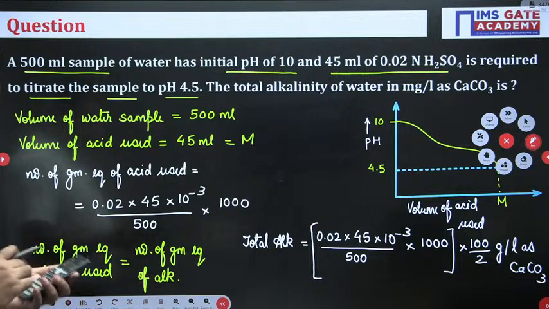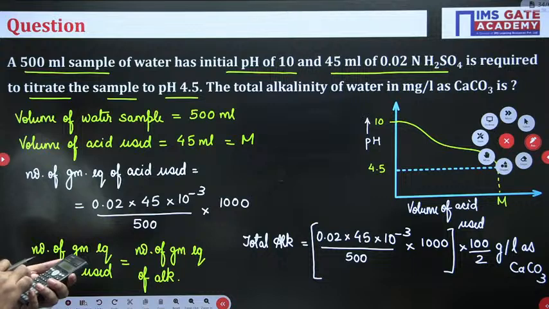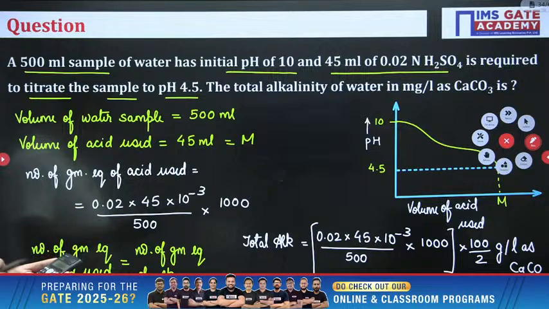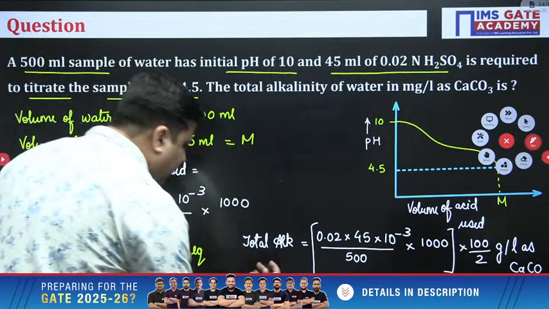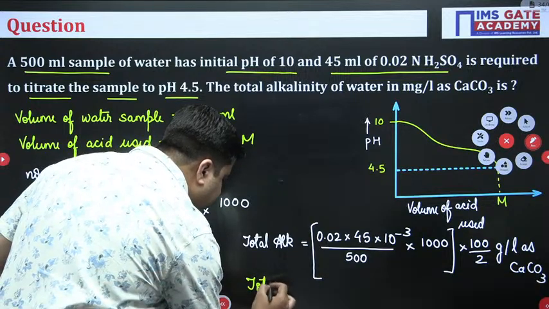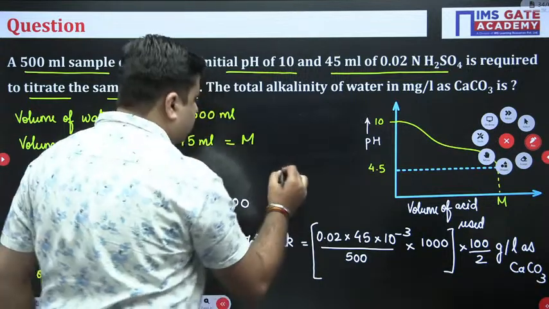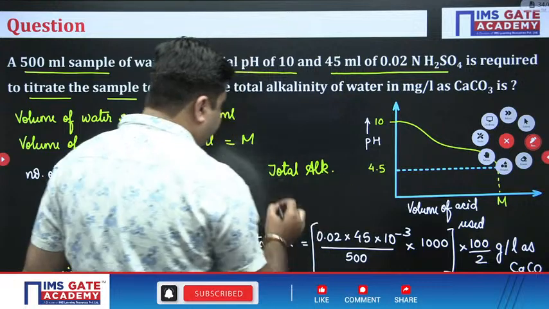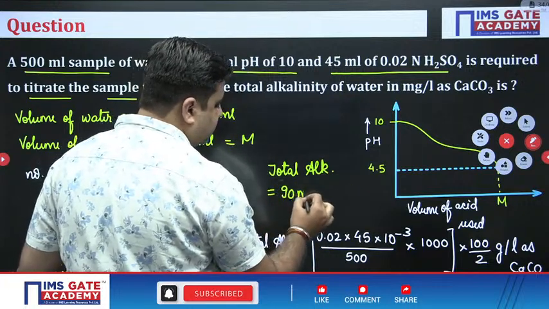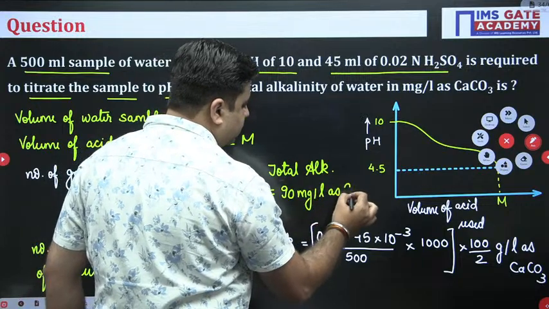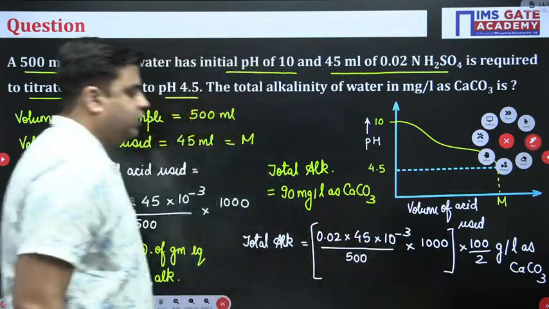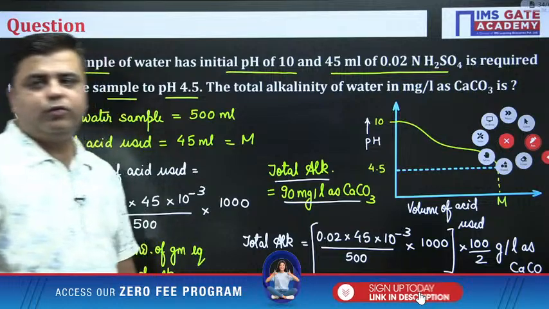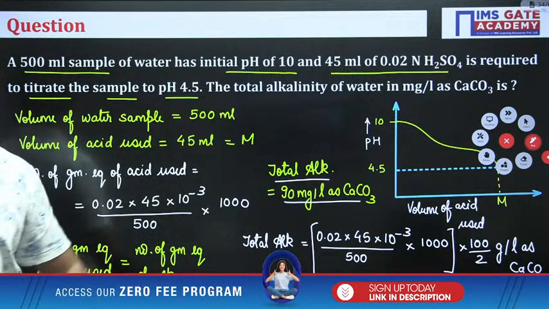So this will be 0.02 into 2 into 45 into 50. So total alkalinity will be equal to 90 milligram per liter as CaCO3. This will be the total alkalinity of your water sample, which will be 90 milligram per liter as CaCO3. All of you are getting the same answer? Any confusion to anyone here?